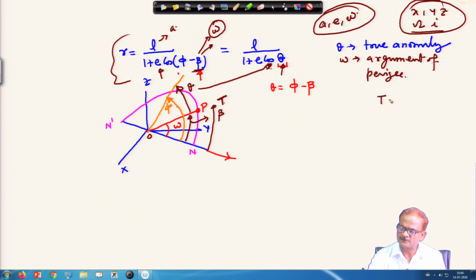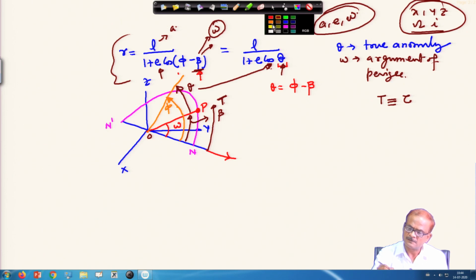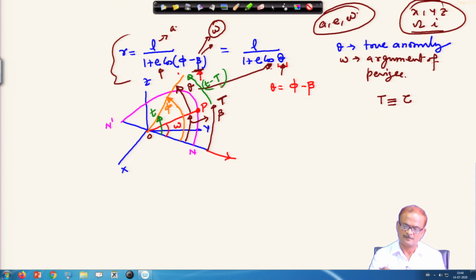Sometimes it is also written as tau. Okay. So, either of them can be used. So, time of perigee passage, and from there, if the time taken to reach this place, let me use another color, this we write as t. Okay. So, you can see that from here to here, this time is t minus capital T. So, t minus capital T is directly related to your mean anomaly by this equation.